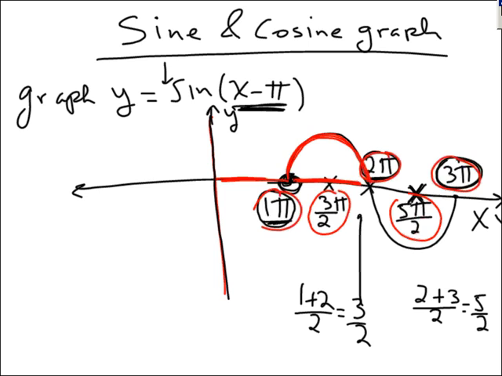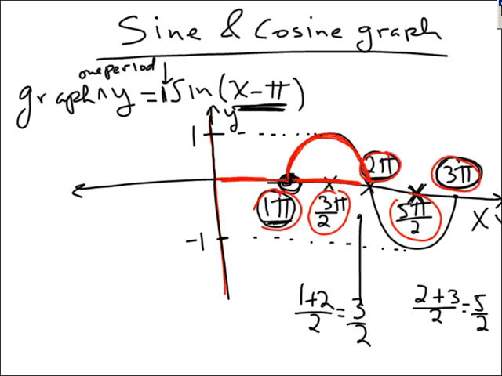Now, one more thing we need to do. There's an understood 1 in front. That is, the highest value is 1, and the lowest value is negative 1. Now, to be honest, I didn't graph y equals sine of x minus pi. I graphed 1 period. That's all you're usually going to be asked to graph.